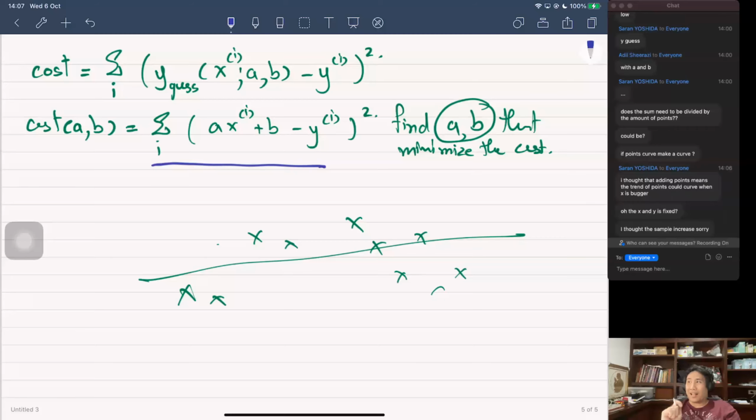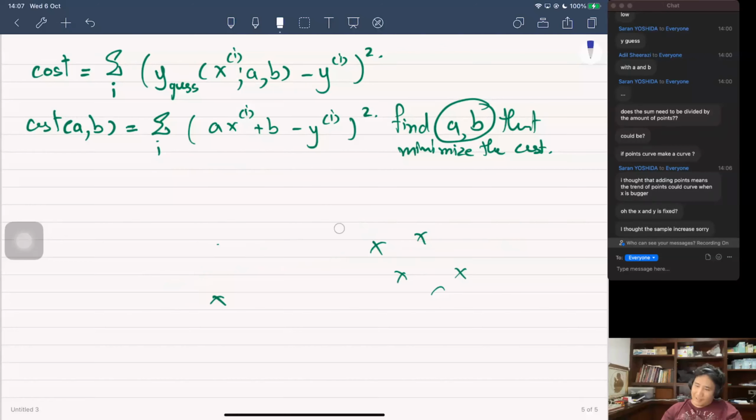You're trying to find the line. The sample could increase if you want, but that's a different question, right? Given a fixed sample, the A and B that give you the best value never change. Okay? Given a fixed X and Y. Okay. So I think everyone understands that. Any question before we do the real math? Everyone understands, right?